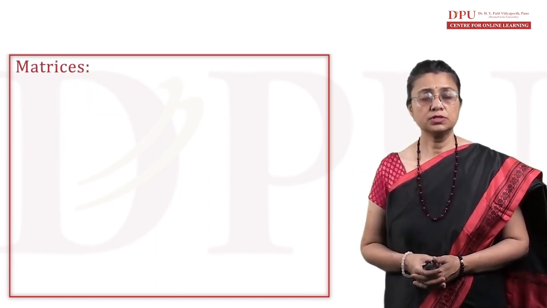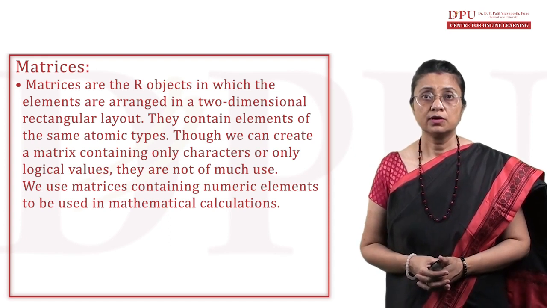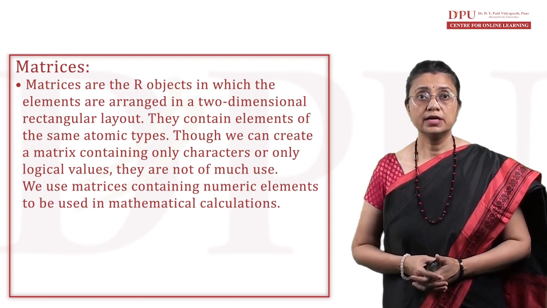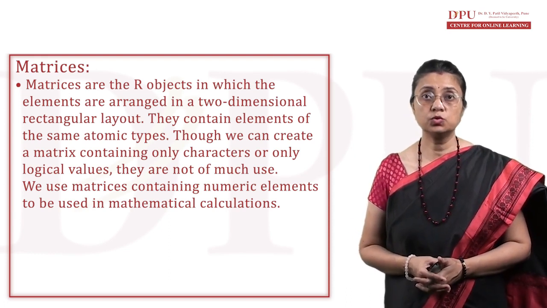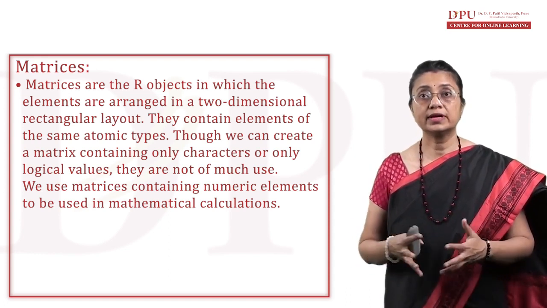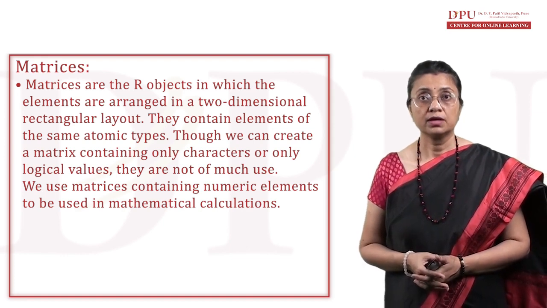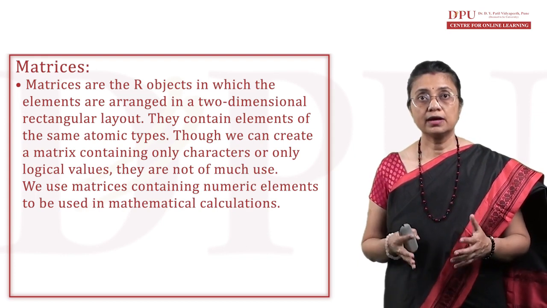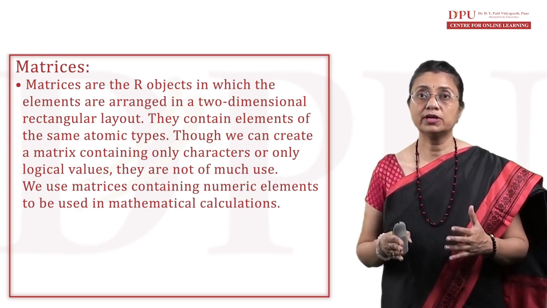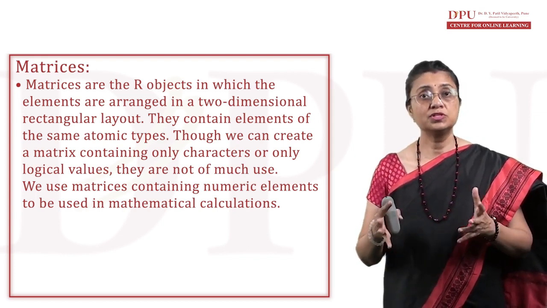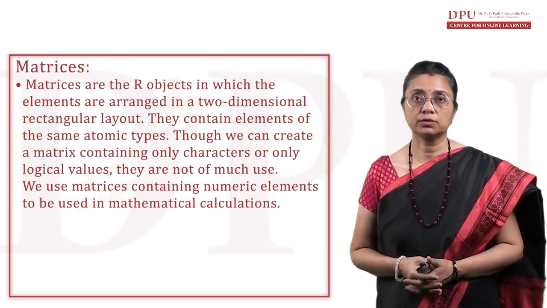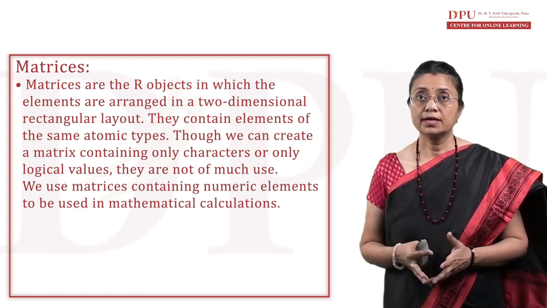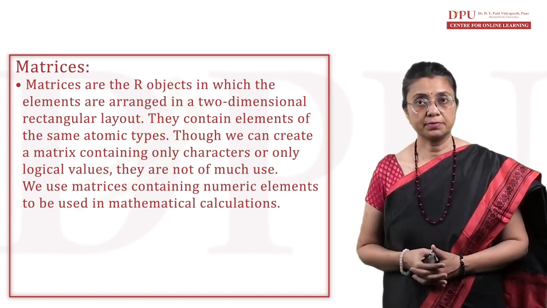So students, first of all, what are matrices? We have to understand one thing: matrices are R objects in which elements are arranged in 2 dimensions, which is a rectangular layout. Which means that when we are storing data in matrices, we are storing the data in the form of a grid of rows and columns, which finally forms a rectangular layout. So they contain elements of the same atomic type. Atomic means of the same data type.